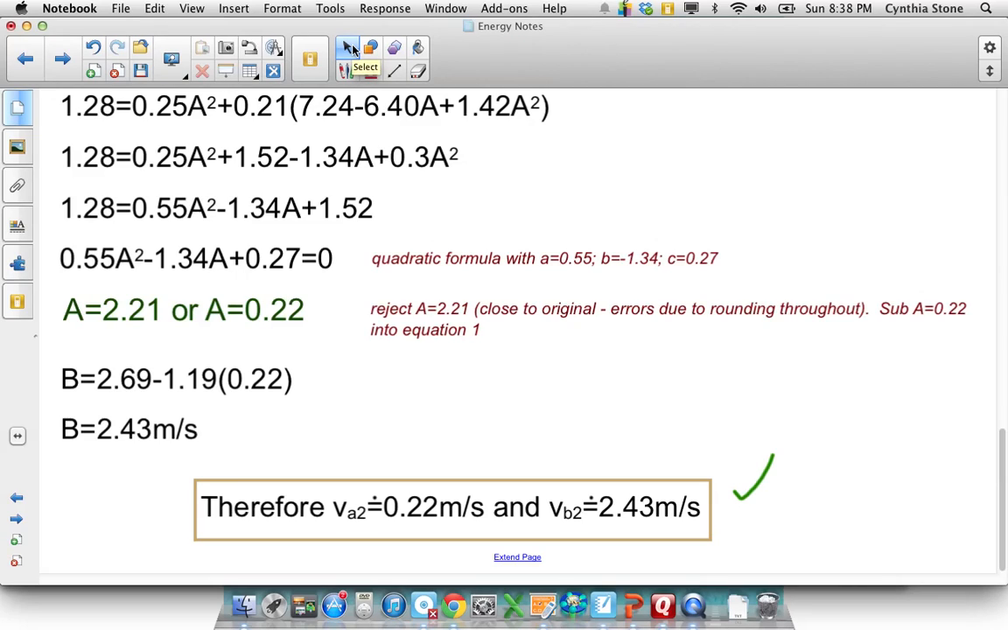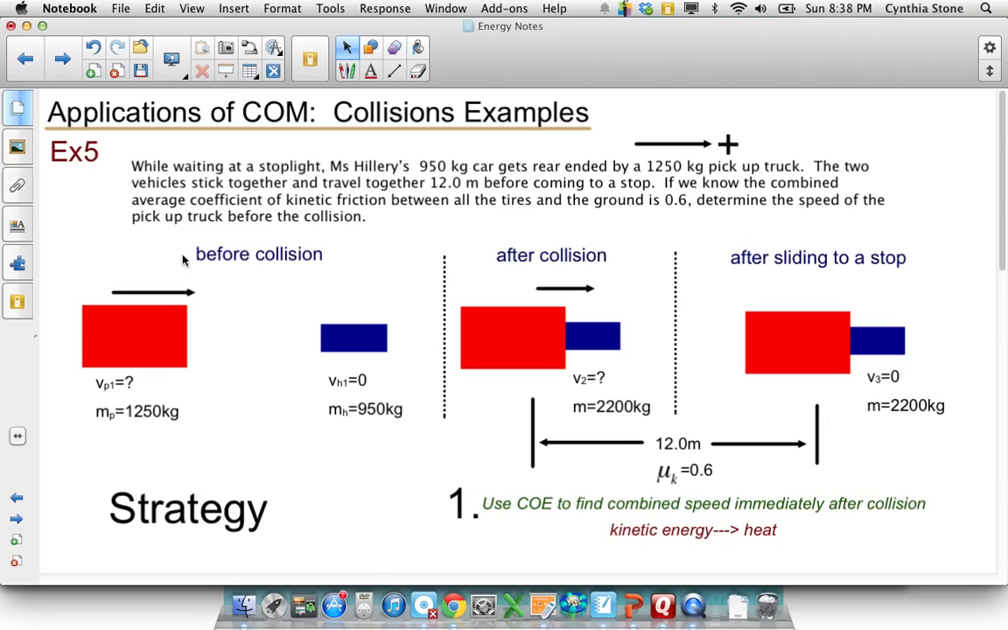Okay, the next example, I love the next example. It's, to me, a great one. First of all, it is very similar to the Croquignot again, and it's a bit more realistic, or something that you might actually use this for. So looking at an actual automobile collision, I chose Miss Hillary's accident. She did get rear-ended a couple years ago. Okay, and the two cars stuck together and they traveled 12 meters before coming to a stop.